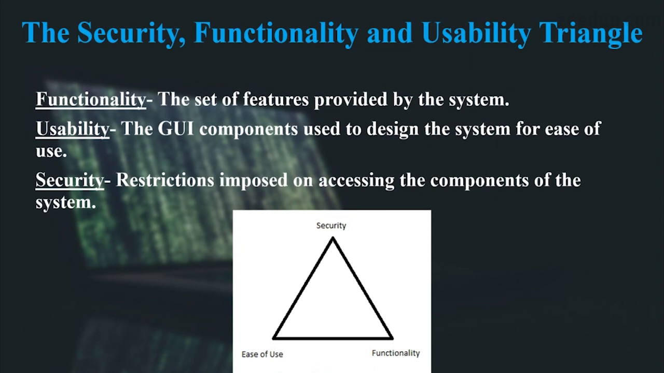Now let's talk about the security, functionality and usability triangle. So what is functionality? The set of features provided by the system. So these are just the features that our system is providing to us. So it is the functionality. Next is usability. Usability is the graphical user interface components used to design the system for ease of use. So it is just how easy something is for us to use. So it comes under usability. And the last part is security.